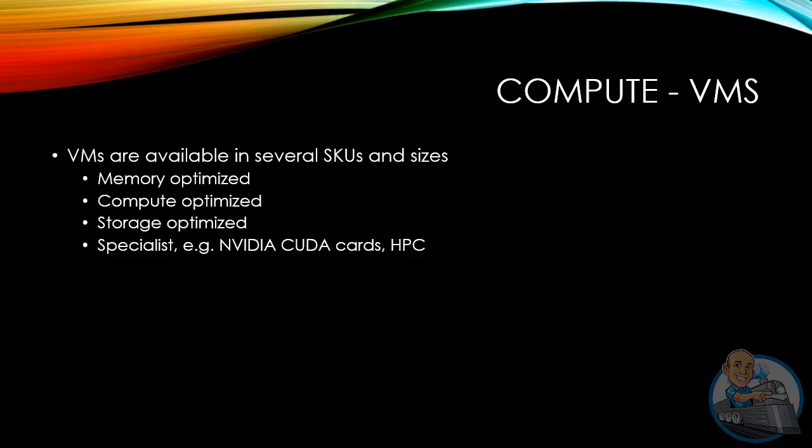There are SKUs that have different ratios. Some are memory optimized. They have more memory ratio than CPU. There are compute optimized. They have more compute than memory from a ratio perspective. There are ones that are storage optimized. High IOPS maybe have very fast temporary cache storage available. There are specialist SKUs that might have NVIDIA CUDA cards, high performance compute, 40 gigabit RDMA network connections between them. There's a whole number of different options that I can leverage. And within those SKUs, there are different sizes.